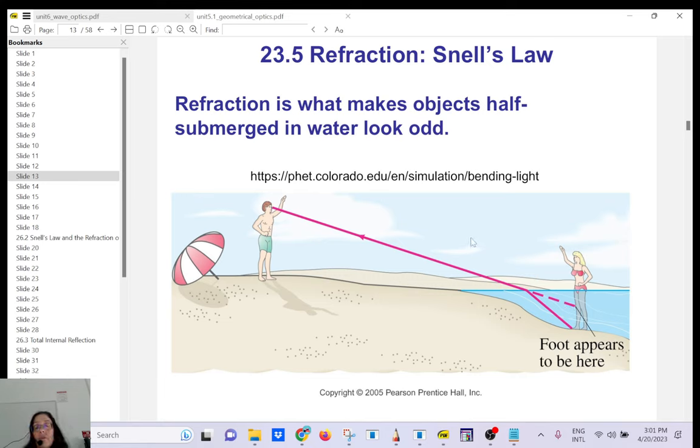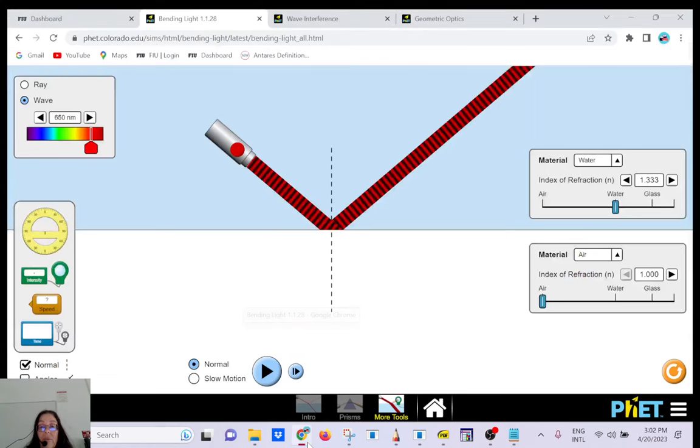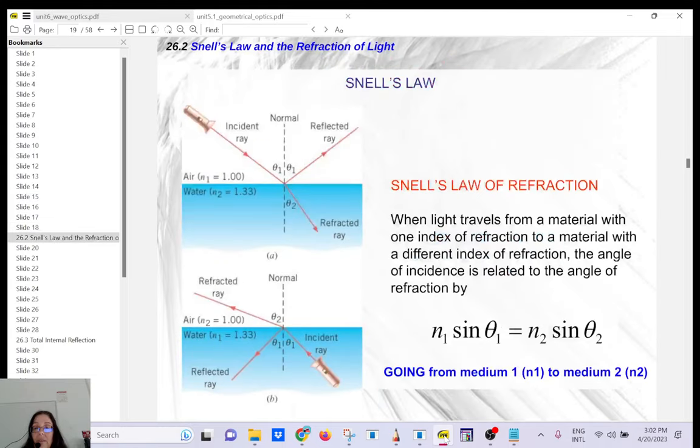So when you go from slow to fast, it's going to be refracted away. And when you go from fast to slow, it's going to be refracted in this direction. Okay? The best way to understand how it works is to play with this simulation.